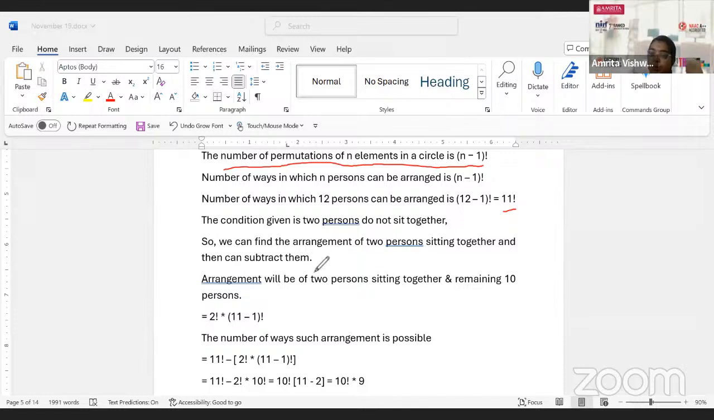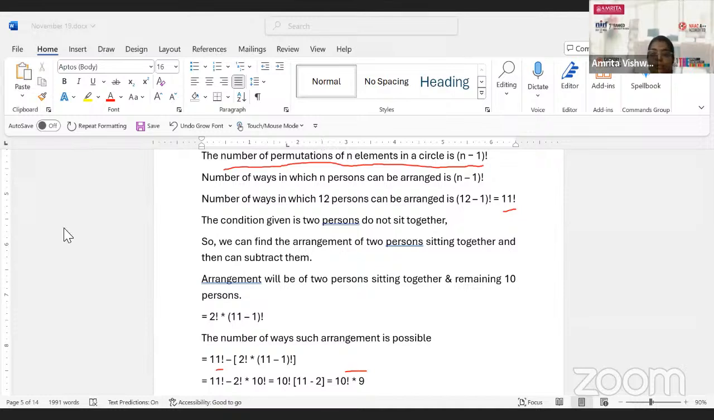When it comes to the arrangement of 2 persons sitting together and the remaining 10 persons, the 2 persons sitting together is 2 factorial and the remaining is 11 minus 1 factorial. So I can subtract it from the total, that is 11 factorial minus 2 factorial into (11 minus 1) factorial. So this becomes 11 factorial minus 2 factorial into 10 factorial. If you take 10 factorial outside, it becomes 10 factorial into (11 minus 2). That is 10 factorial into 9. So 9 into 10 factorial is the answer for this question.